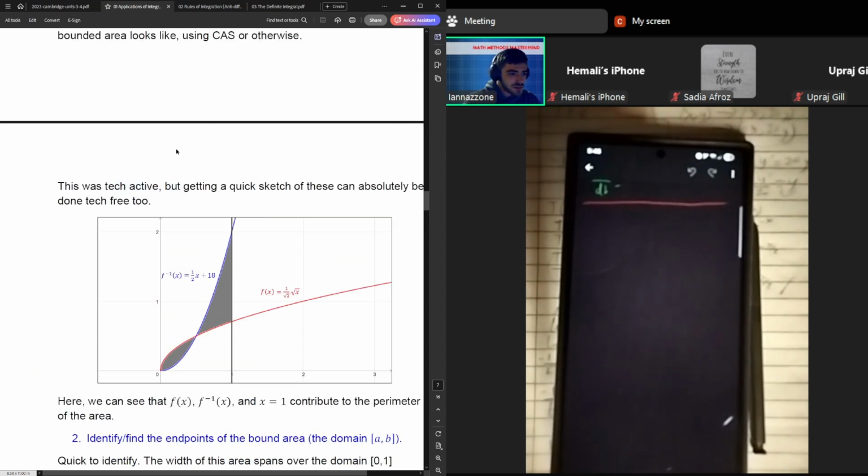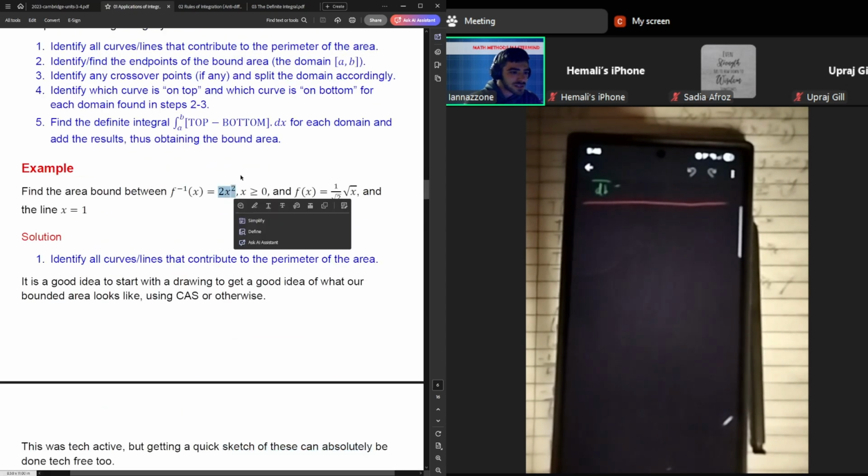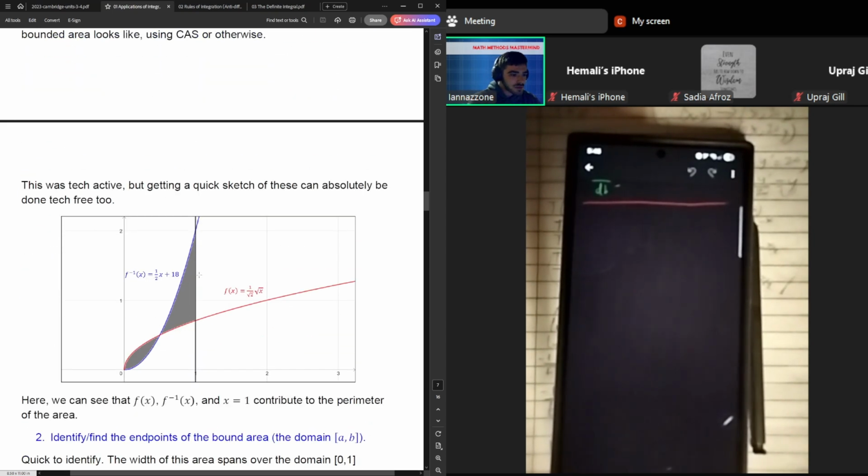This was a tech active. I said it was in the extended response section, so getting a quick sketch of those is pretty easy to do, even tech-free. Like tech-free, this is just a quadratic with a restricted domain, and the dilation factor doesn't really matter on the root. So you could very quickly just draw a root and half of a quadratic and get a very similar effect.